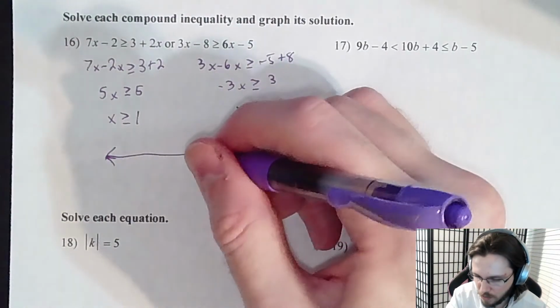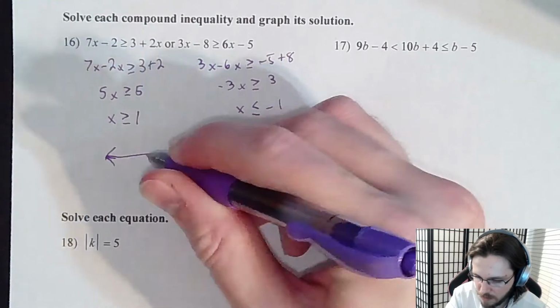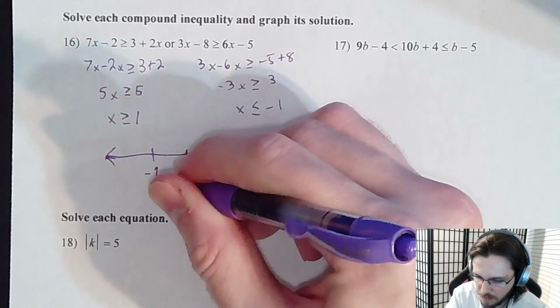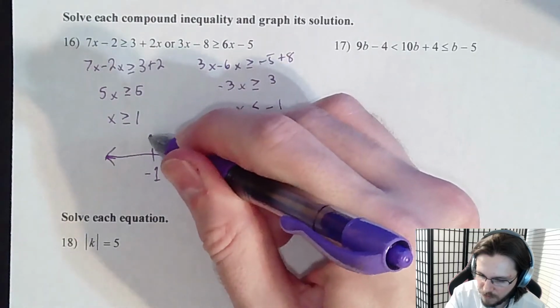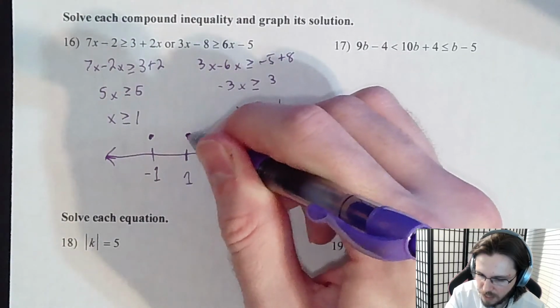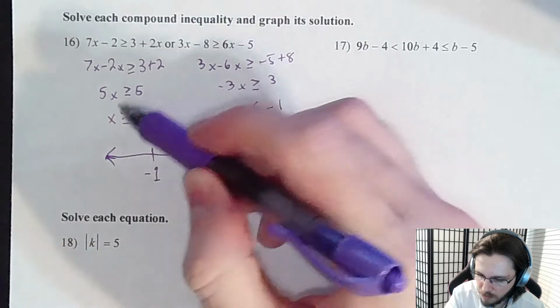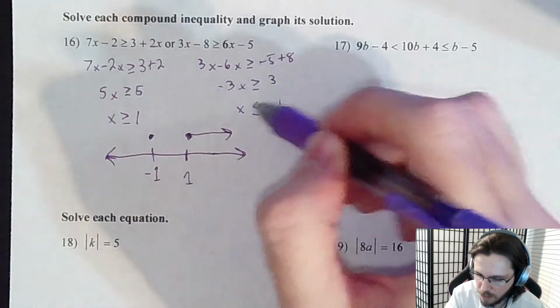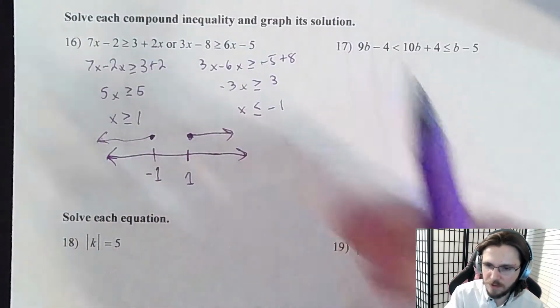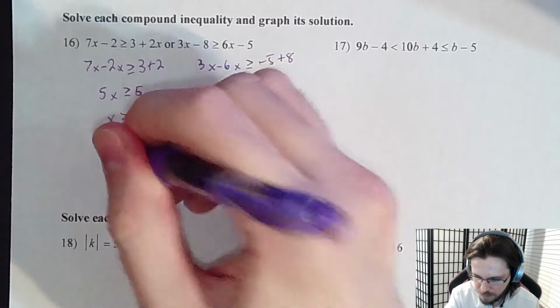So we have x's greater than 1 or less than negative 1. They're both filled in circles. And ors usually point apart. Double checking, greater than 1 would point this way, less than 1 would point that way. Beautiful. All done.